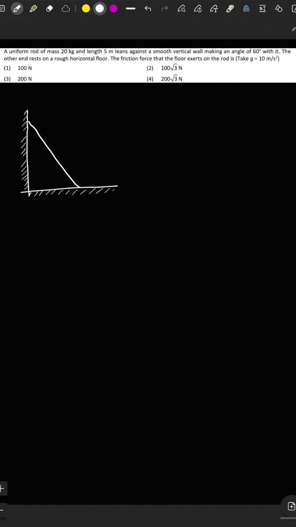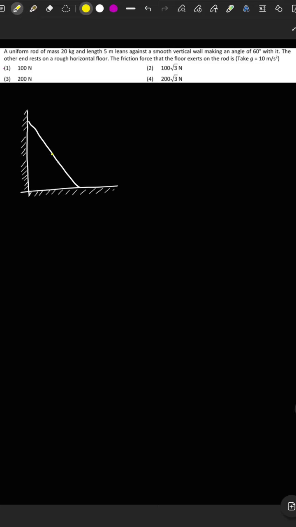This is one of the questions from NEET 2025. The question is basically from the equilibrium concept, that is, the net force on the body and the net torque on the body must be zero in order to be in equilibrium. Let us consider the forces.